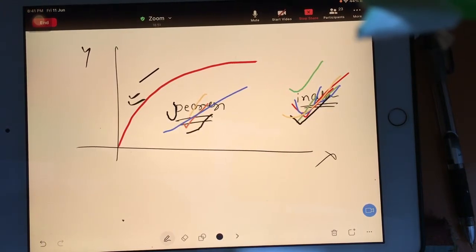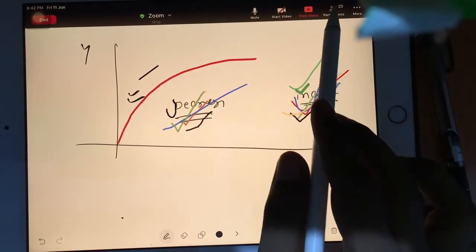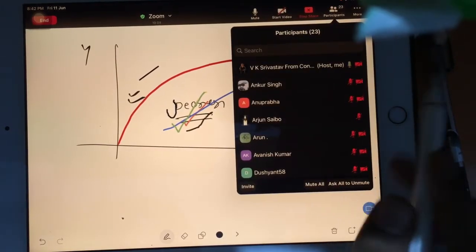Very good, very good. Okay, some students are remaining. Guys, tick. Today 3 students are not in class.